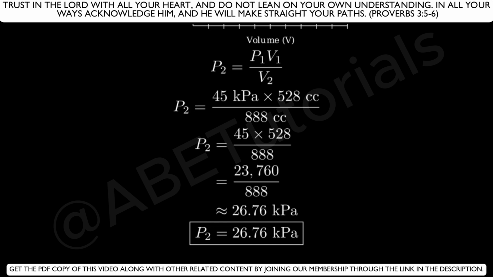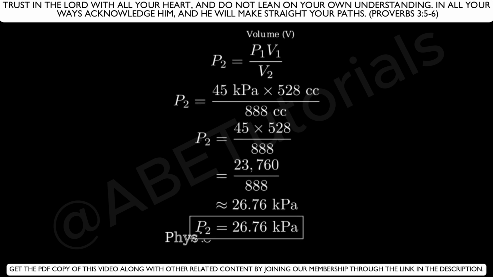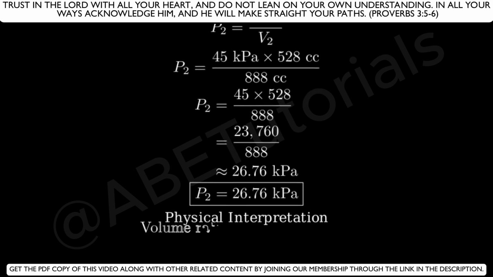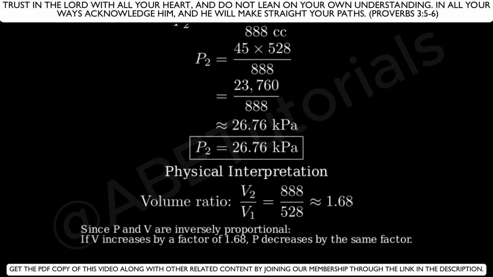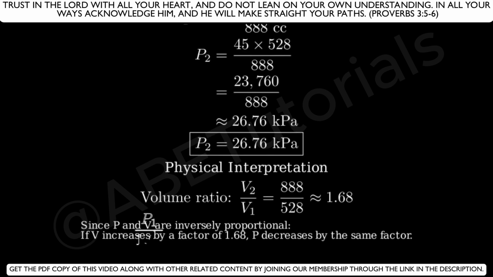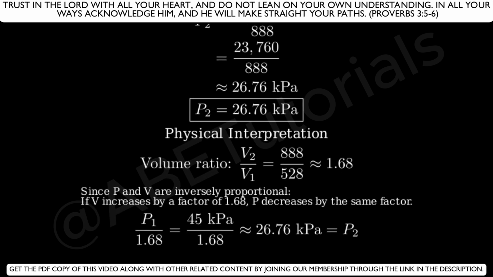Let's think about what this result means physically. Our gas expanded from 528 cubic centimeters to 888 cubic centimeters, which is an increase by a factor of about 1.68. Since pressure and volume are inversely proportional in an isothermal process, we would expect the pressure to decrease by the same factor. Let's verify. 45 kilopascals divided by 1.68 is approximately 26.76 kilopascals, which matches our calculated result.